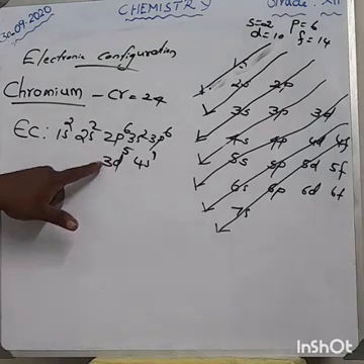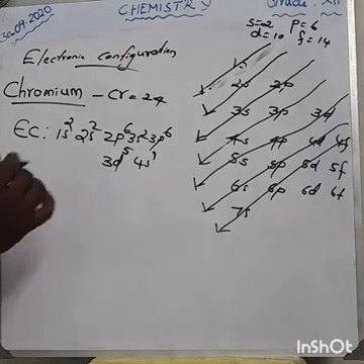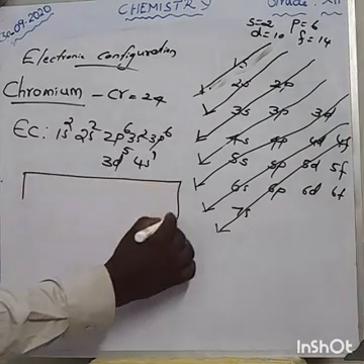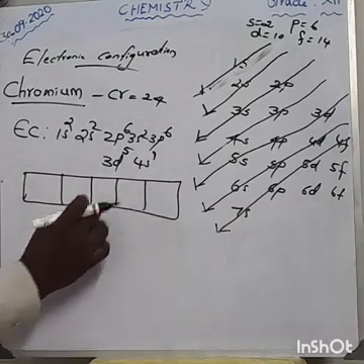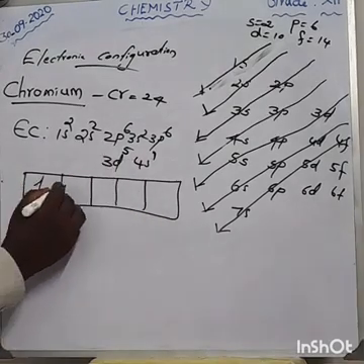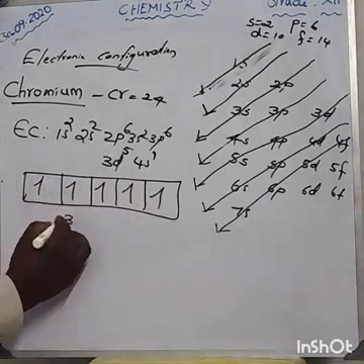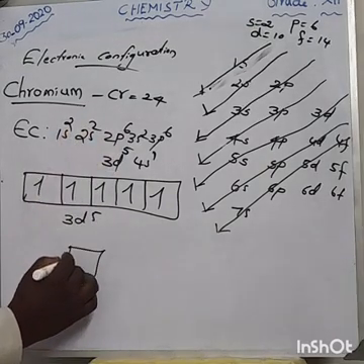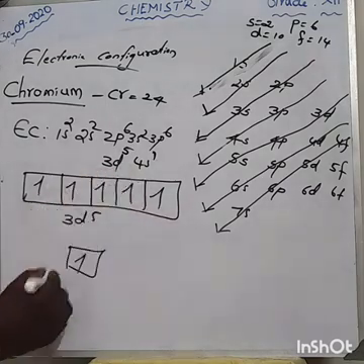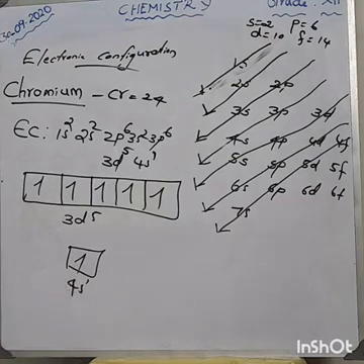We expect the d subshell to be half filled. We are writing the half filled configuration for stability. This is the 3d subshell. If we write 5 electrons, that is 1, 2, 3, 4, 5, this is stable. 3d5, so we are writing like that. And the 4s is also stable when half filled, 4s1. This is the actual, correct electronic configuration of chromium.